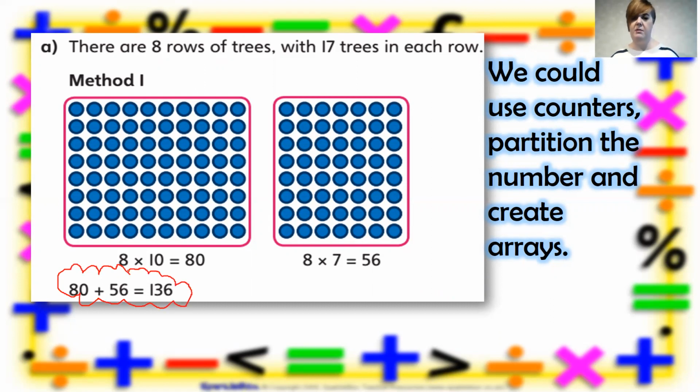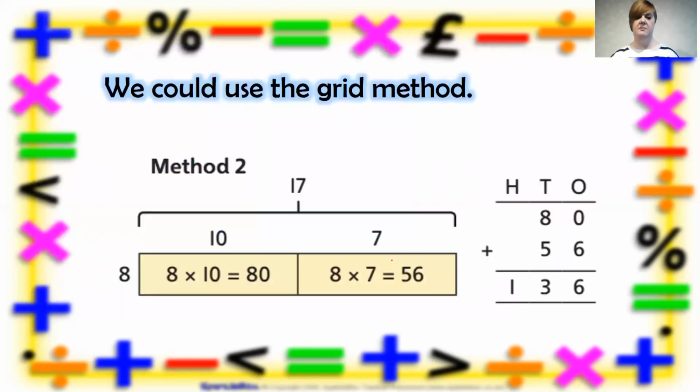Okay, so just one more reminder, we're doing 8 times 17, and in this method, we've split it into 8 times 10 here, and then 8 times 7. And we just use those arrays to help us work it out. So you might have used a similar method there as well. You might have had a look at grid method.